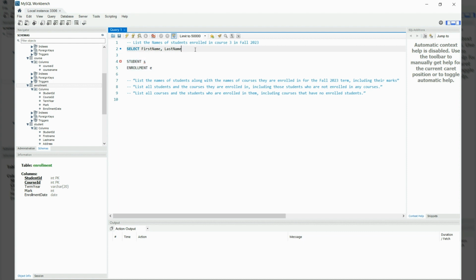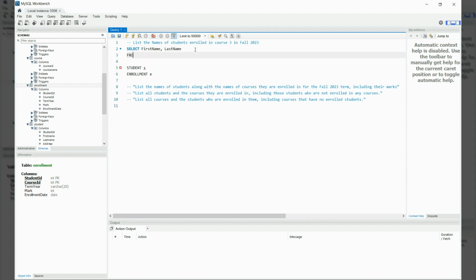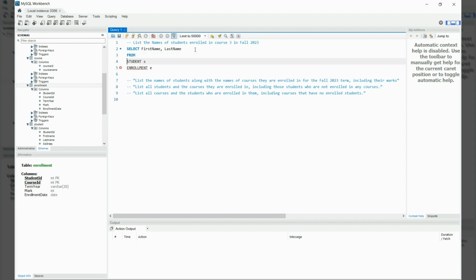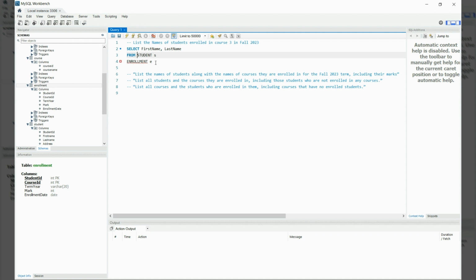So I have a first name and the last name, as it says, the names only. It doesn't say any other attributes. In case you want to show the enrolled course ID and fall, you can also select these attributes as well. So now I already have selected my attributes: select first name and last name. My entity is student S, from student S, and the second entity is enrollment E, but I want to combine these two entities together. So what I will do is use a join in between.